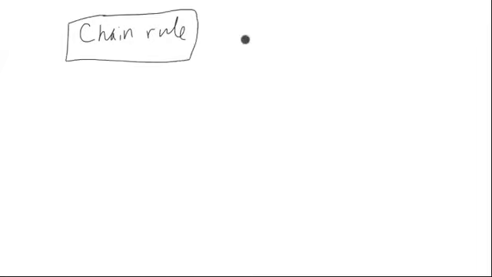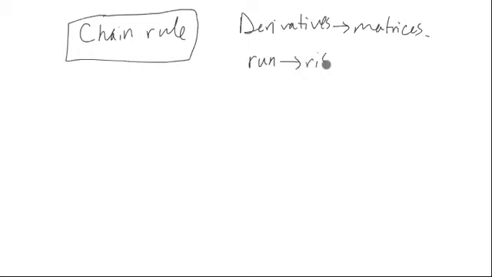So we've noticed that derivatives are simply matrices. And the way that we actually use the derivatives to go from run to rise is a matrix multiplication. So kind of like inputting run and putting it into rise is matrix multiplication.